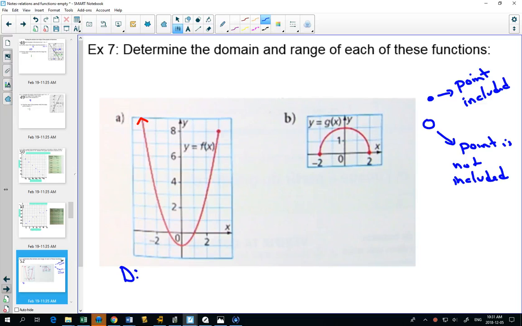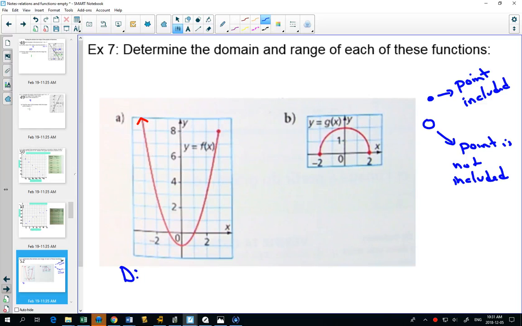One of the things that I think about for domain is what's my smallest x value, what's my biggest x value. Since there's an arrowhead here, this means that this graph continues to go up. It also continues to go to the left, and it will continue forever. So it will go up forever. It will also go to the left forever.